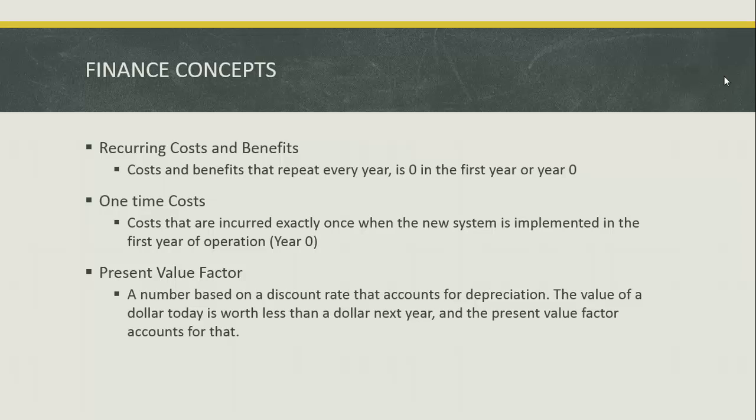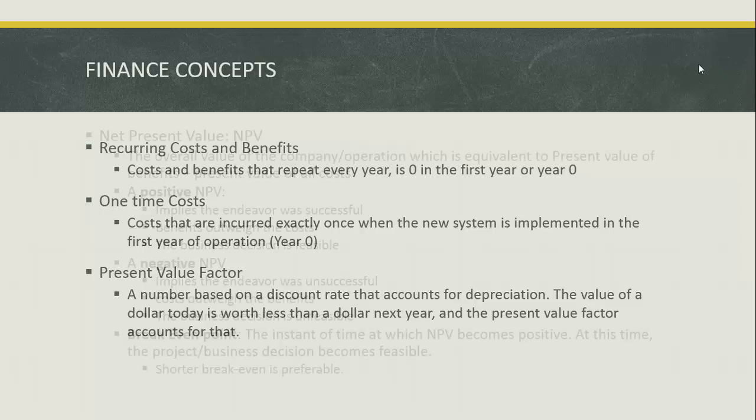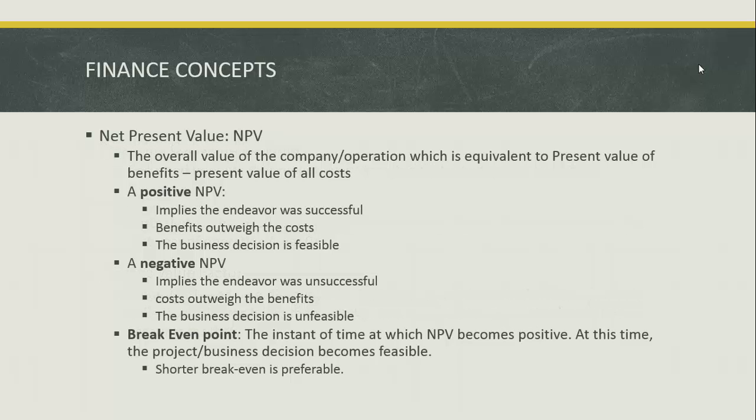0 afterwards. The present value factor is a number based on a discount rate that accounts for depreciation. What this means is that the value of $1 today is worth less than $1 in the next year, and the present value factor will account for that. There is a formula provided to you for the present value factor in your assignment. The net present value, or NPV, is the overall value of the company or operation which is equivalent to present value of benefits minus present value of all costs.